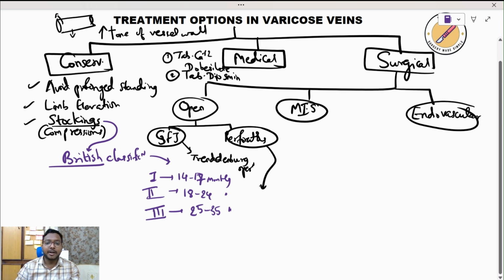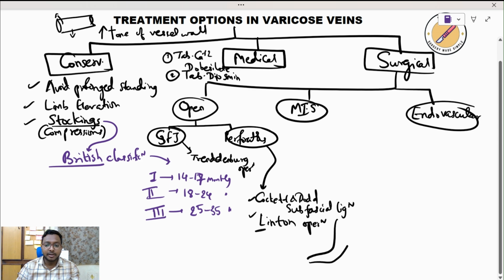Whereas for perforator incompetence, there are two important named surgeries. One is Cockett and Dodd subfascial ligation, where beneath the fascia we are ligating the incompetent perforators. Then there is something called Linton operation. You can remember L for Linton, L for linear incision. For example, if this is the leg, we will make a single long linear incision and open the fascia. Beneath the fascia, you are ligating all the incompetent perforators. So that is about Linton operation.